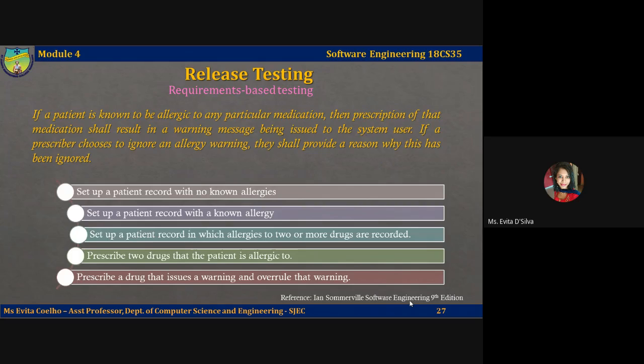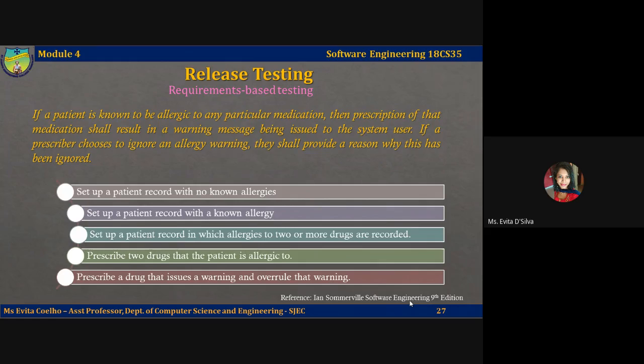Does the system issue a warning? Another test case would be set up a patient record in which allergies to two or more drugs are recorded. Prescribe both of these drugs separately and check if the system is issuing a warning for each drug. Another test case would be prescribe two drugs that the patient is allergic to. Check that two warnings are correctly issued.